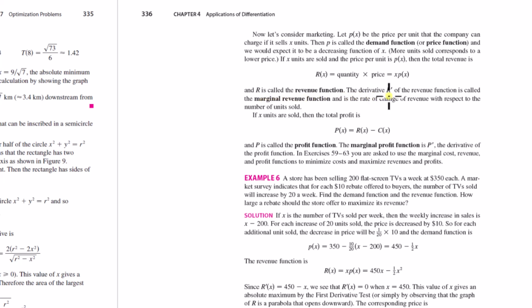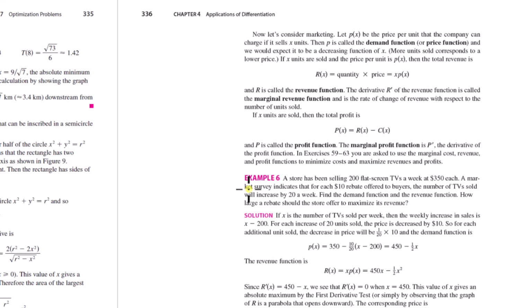The derivative R prime of the revenue function is called the marginal revenue function and is the rate of change of revenue with respect to the number of units sold. The rate of change of revenue with respect to the number of units sold. That's some business talk there. If X units are sold, then the total profit is the revenue minus the cost, right? And P is called the profit function. Then the marginal profit function is P prime, all right?